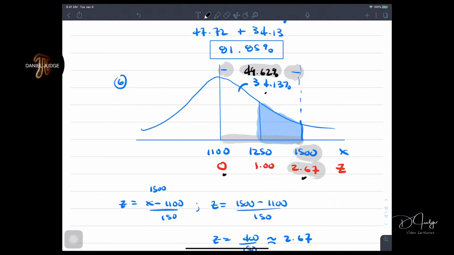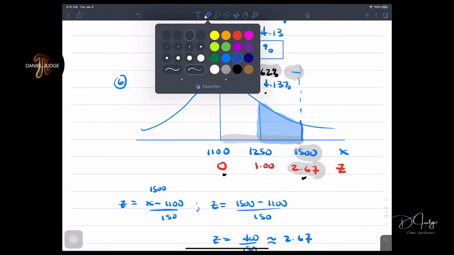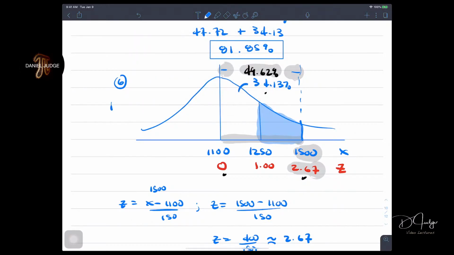So remember what we're doing here. You're taking the 49.62% and you're going to subtract what's missing, which is 34.13%. And ladies and gentlemen, when you do that, you end up with 15 point, let's see what the TI said, 49%. So in here, this is 15.49% of the bell.